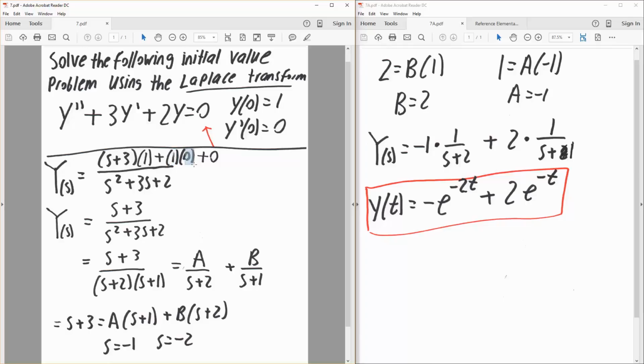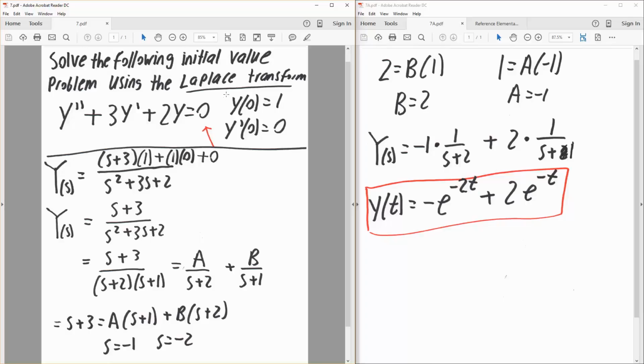And the 0 right here comes from y prime(0) is equal to 0. This 0 right here. Plus 0 comes from here. Since it's a homogeneous equation, it's going to be plus 0. But if it was a non-homogeneous equation, we would have some sort of number right here. And so we multiply everything, and this 1 times 0 is 0. So we would have s plus 3 divided by s squared plus 3s plus 2.